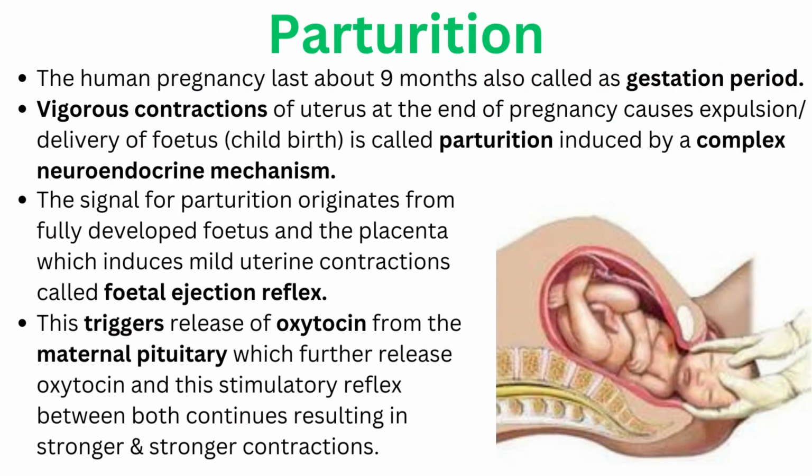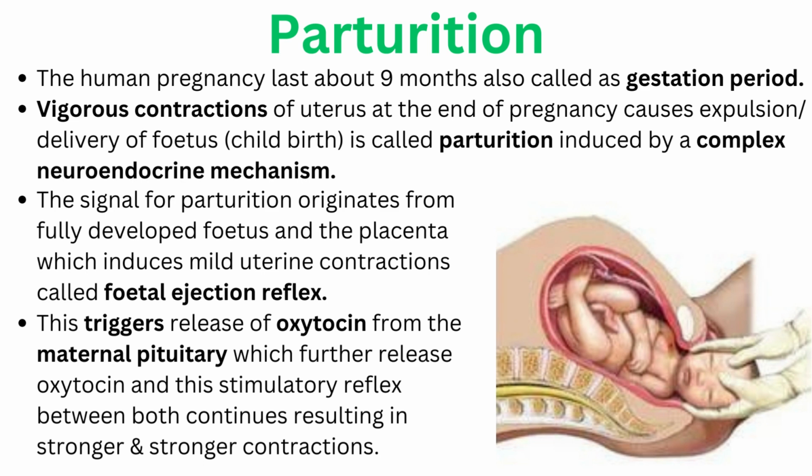Now what is this delivery called? This delivery is called parturition. Human pregnancy lasts about 9 months, also called the gestation period. Vigorous contractions of the uterus at the end of pregnancy cause expulsion or delivery of the fetus, also called childbirth, which is called parturition, induced by a complex neuroendocrine mechanism.